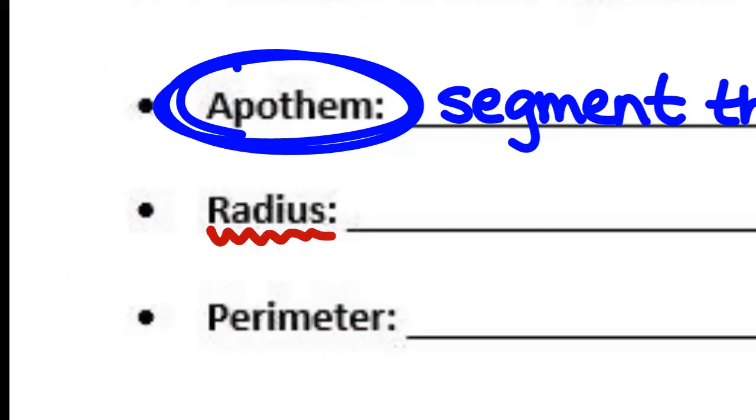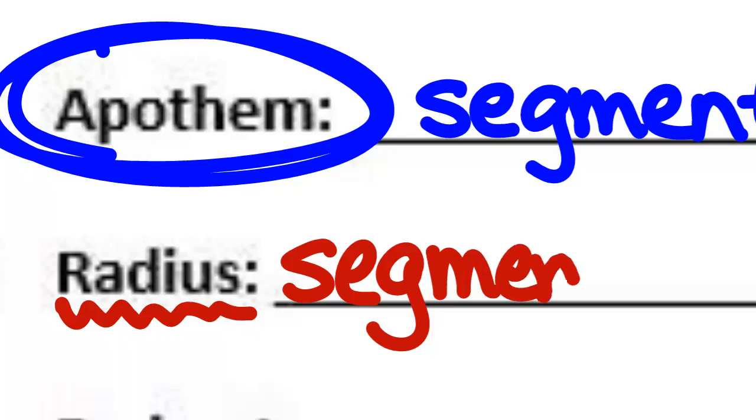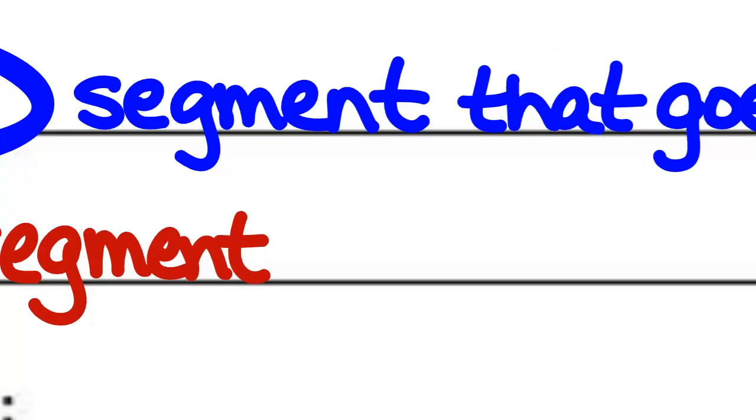Radius. We've talked about a radius before, but we've always been talking about it in terms of a circle. Polygons have radii too. A radius of a polygon is a segment that goes from the center to a vertex of the polygon.